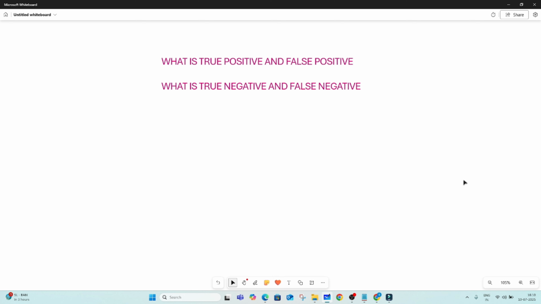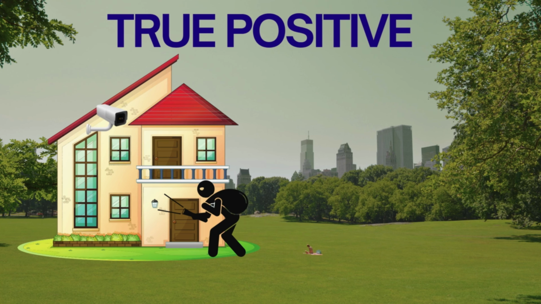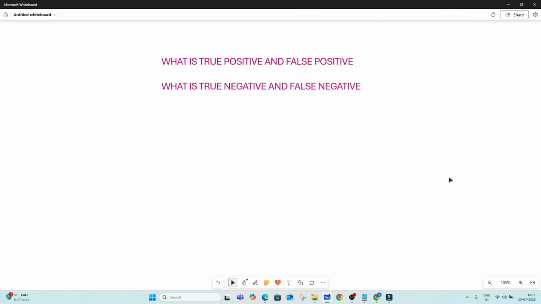In a real SOC job, you will deal with hundreds of alerts every day. But how do you know which ones are real and which ones are false alarms? Let me show you the difference with the simplest explanations possible. Let's say you have a smart security camera at home. It can send alerts if something unusual happens. Now, let's look at four simple cases: what is true positive, what is false positive, what is true negative, what is false negative.